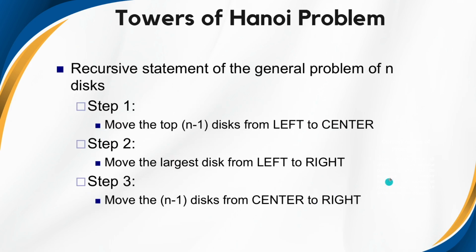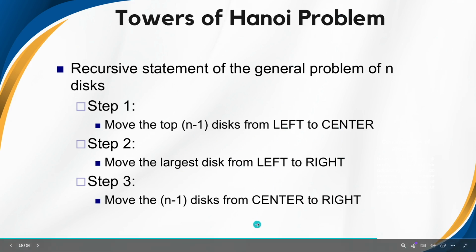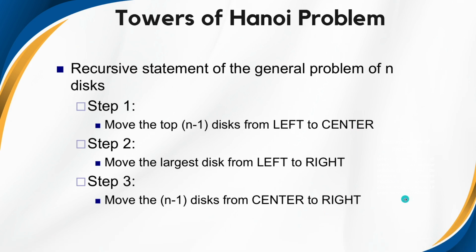So, this is the recursive statement for the towers of Hanoi problem. In the first step, we move the top n minus 1 disks from the left to the center. Then we move the largest disk from left to right, and in step 3 we again do recursive operations to move n minus 1 disks from center to the right. So, steps 1 and 3 involve recursive calls to this function.